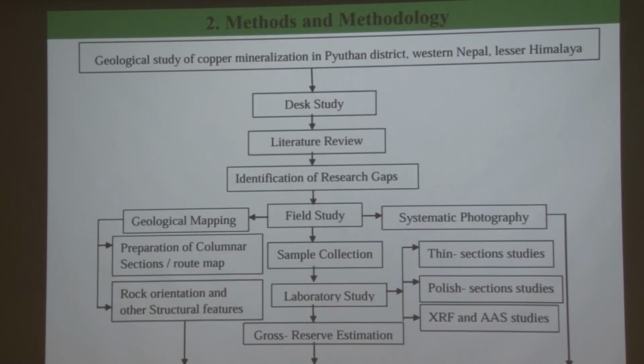in the region. To fulfill these objectives, this is the methodology flowchart, and I did three major steps: desk study, field studies, which include geological mapping and sample collection, and lab study, that is preparation of thin sections, polished sections, and XRF and AAS studies. To collate all this data, the results and conclusions have been produced.